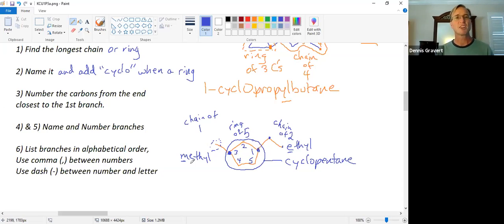Cool. That was the hardest step, I think. Because once we're done, we had to already name the groups, the branches, to alphabetize them. So we already did step 4. We already named the branches. And by numbering the ring, we got the numbers for the branches too. So we'll just jump down to step 6 and construct it. Put them in alphabetical order, E before M. So the ethyl group is showing up on carbon 1.